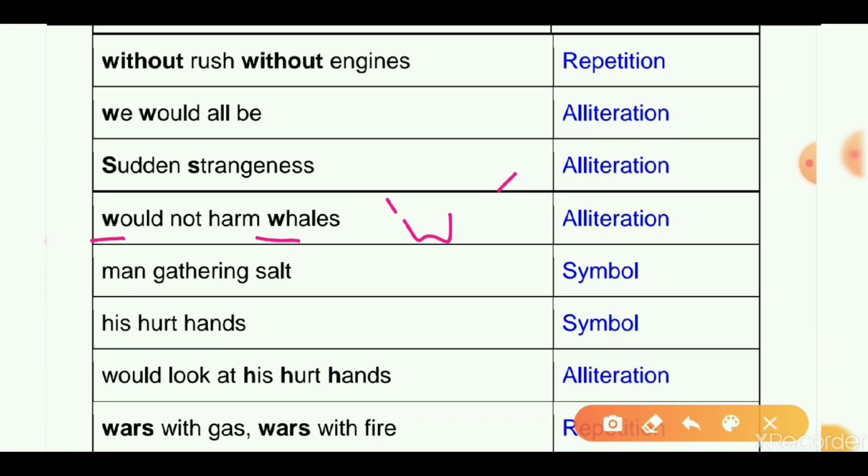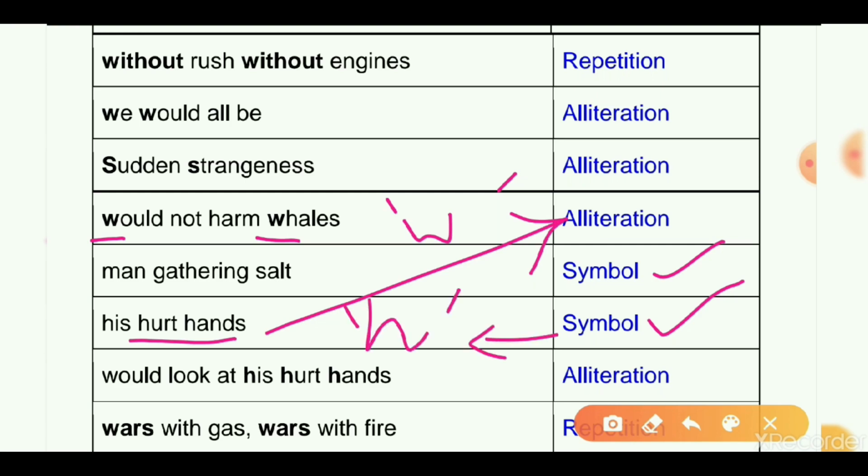Then "man gathering salt and his hurt hands". Again I can say "hurt hands" has alliteration in it, with the alphabet H getting repeated, but here we are talking about a symbol. So what is this man gathering salt symbolizing? It is symbolizing those salt gatherers who injure their hands in a hasty activity of making salt near the sea, without giving a second thought that the salt is harming their own selves, injuring their own hands.